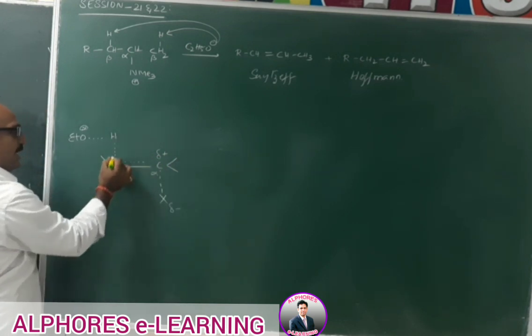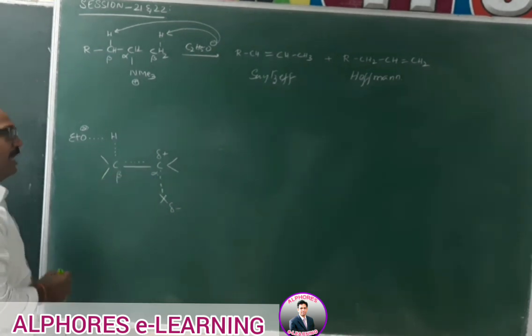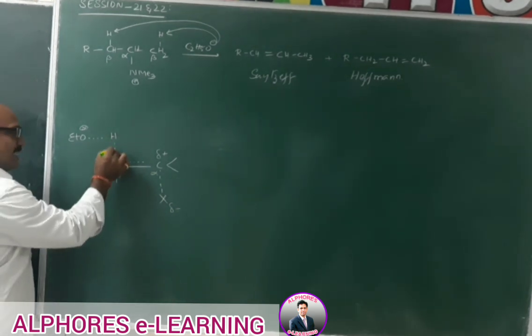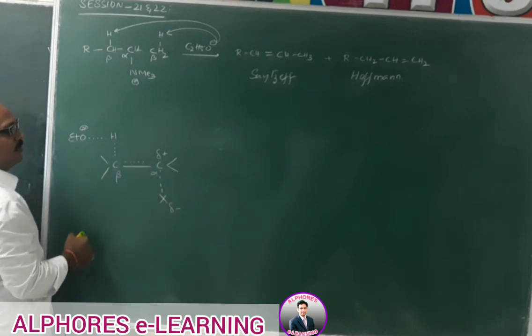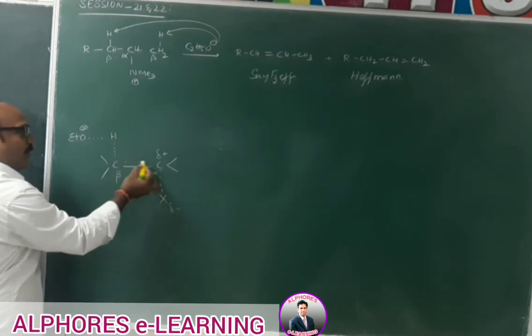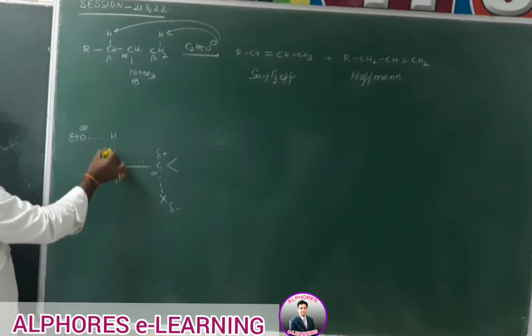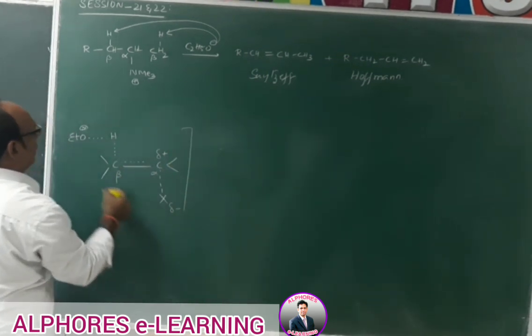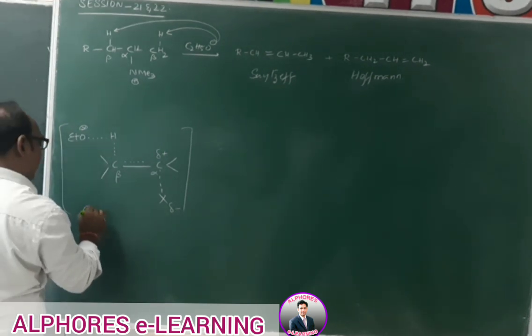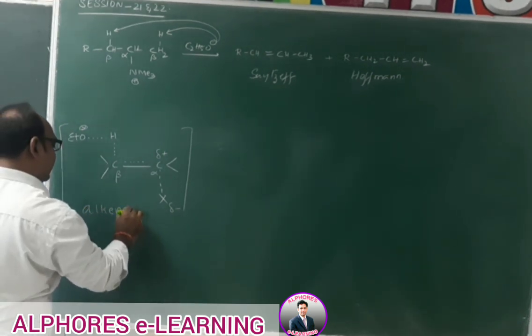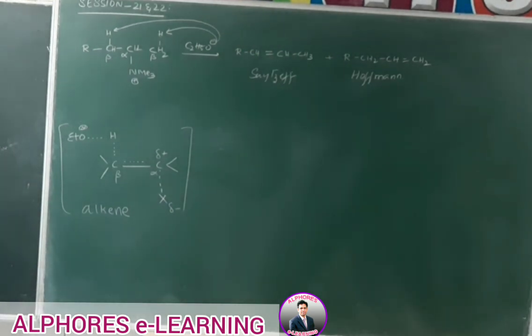The beta carbon containing hydrogens takes part in hyperconjugation. For that, the sigma bond electrons will be shifted partially towards this carbon. As a result, there will be a formation of a double bond between these two carbon atoms, and slowly this bond is going to break. This is what we learned in the previous session as alkene-type character. The intermediate transition state has alkene-type character.